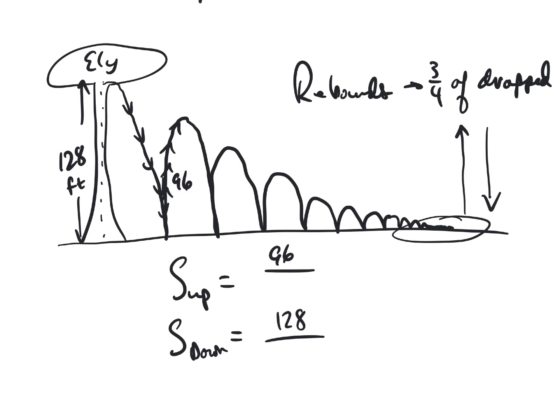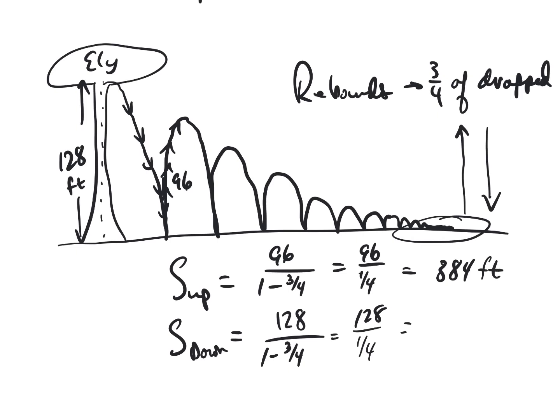So using our formula, we take the first term going up, the first term going down, and divide by 1 minus the common ratio. Okay, the common ratio, of course, is 3/4. When we do the arithmetic, 1 minus 3/4 is 1/4. Then we get 96 divided by 1/4, so that would be 384 feet altogether for its upward travels. And then 128 divided by 1/4 would be 512 for all of its downward travels, its drops.